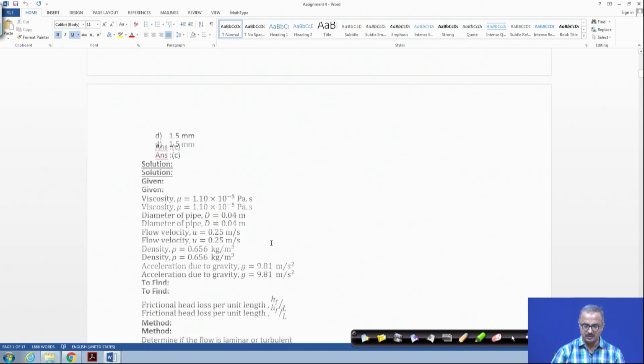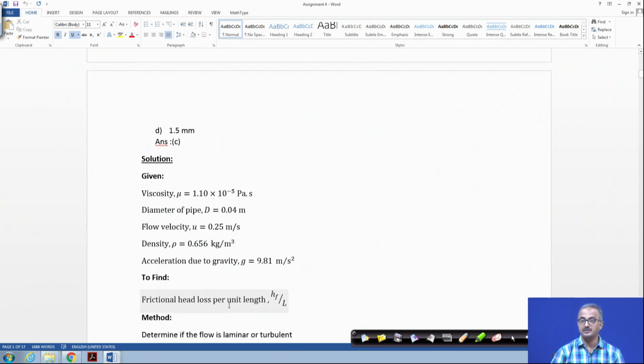Next we come to another problem. This is similar to that. Here also we are finding the frictional head loss. Now frictional head loss is something like pressure drop. The only difference is that pressure drop is given in units of pressure, whereas any kind of head loss is given in units of length. As you know, pressure and length are related by the factor rho g, density times gravitational acceleration. So if you have pressure, you can find the corresponding head and vice versa.